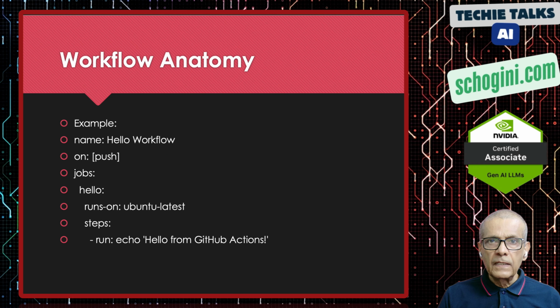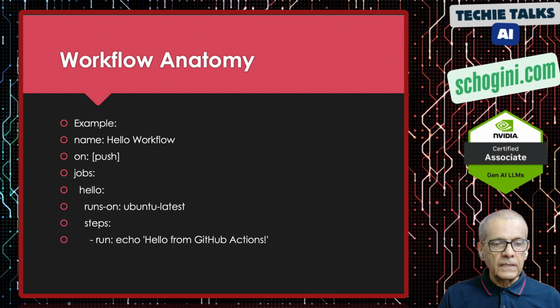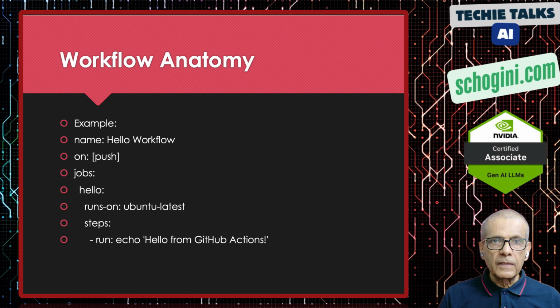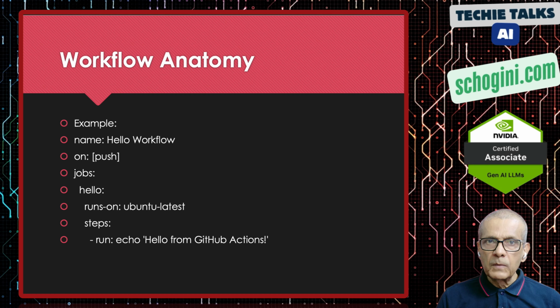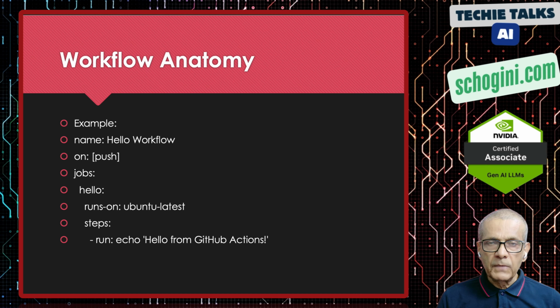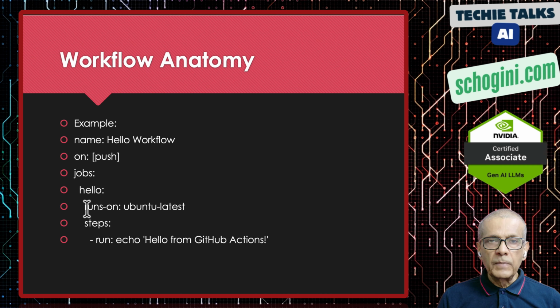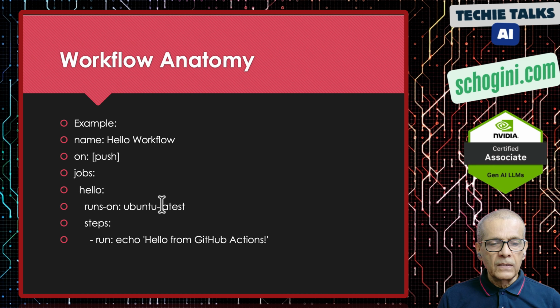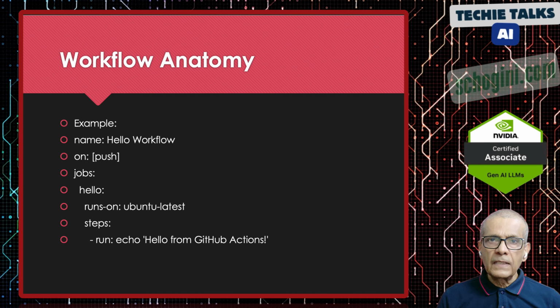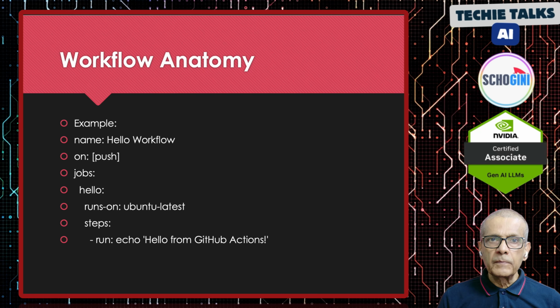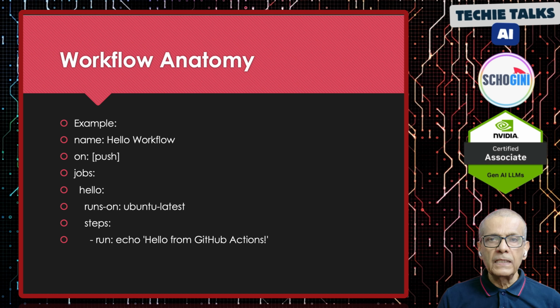So here we have said whenever someone pushes code, that is because we are saying on push. Run one job named hello on Ubuntu and just print a message, because job has a runner, and here we are saying Ubuntu latest. It's that simple, and it proves GitHub can now run code automatically when you commit.